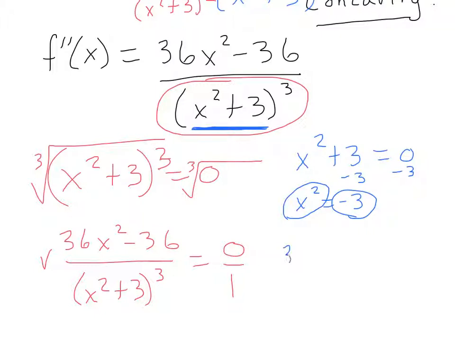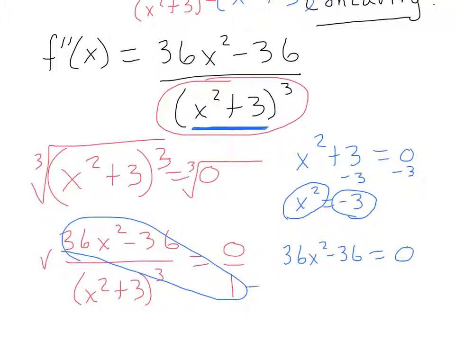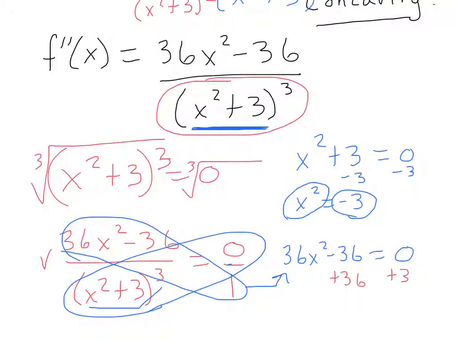And so I have 36x squared minus 36 equals 0. Because I multiplied these to get this. And I multiplied these right here. Well, x squared plus 3 cubed times 0 is just 0. So now all I have to do is solve that equation. So I'm going to add 36 on both sides.